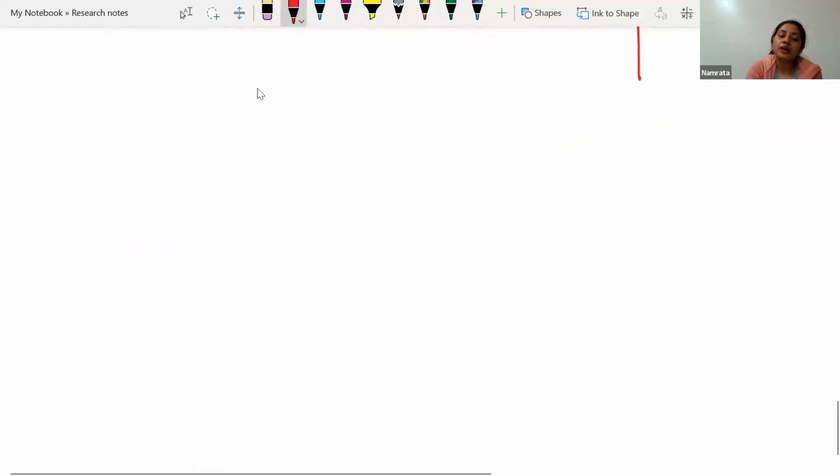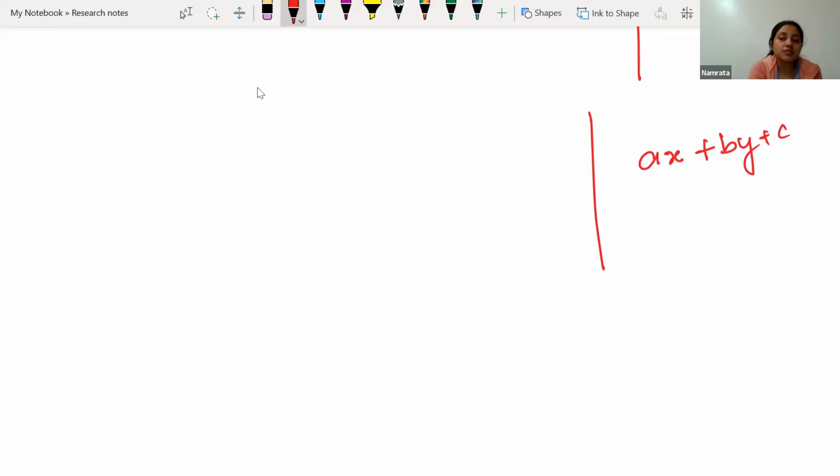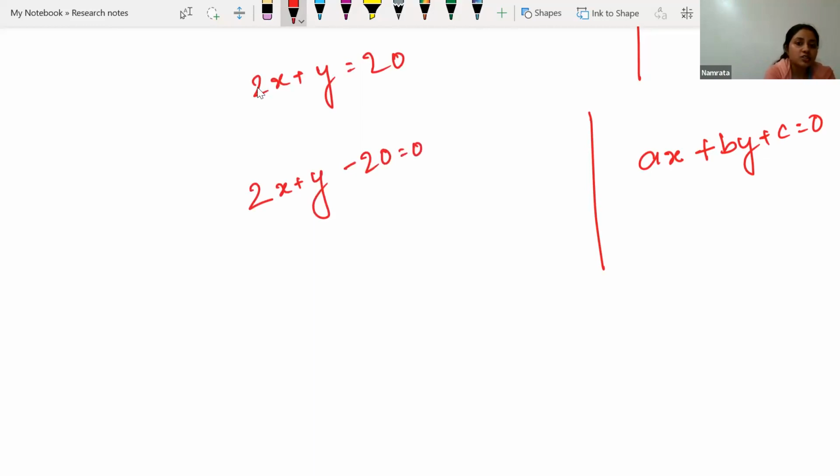Now here also I am saying, when a linear equation in two variables is given, you have to write it in a particular format. What is that format? It must look like ax plus by plus c is equals to 0. Whatever your equation is, you have to write it in this format. So if your equation is 2x plus y is equals to 20, you are going to write it as 2x plus y minus 20 is equals to 0. Why minus 20? Because you can see in the format, 0 is there on the other side, so here also we will try making 0.